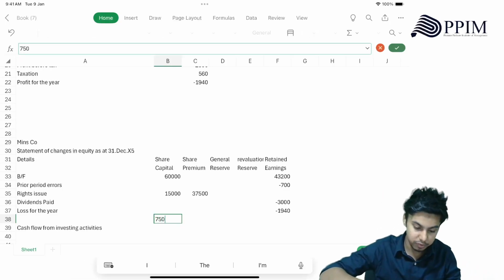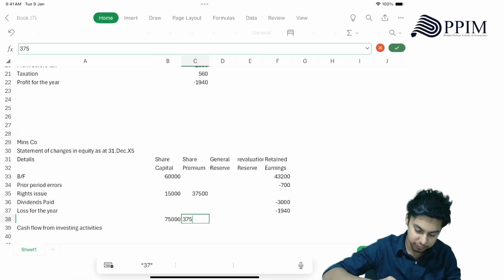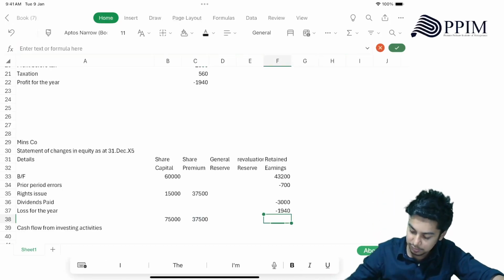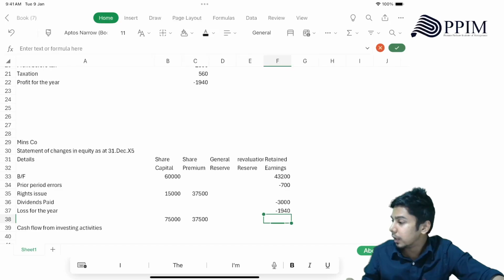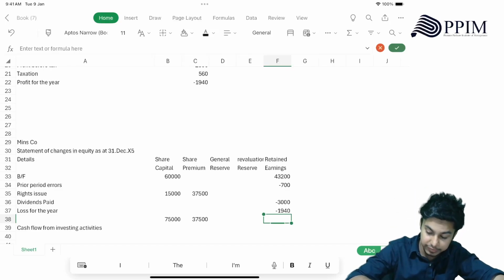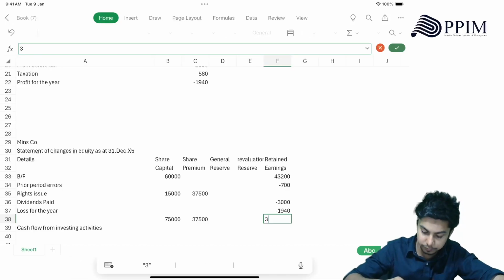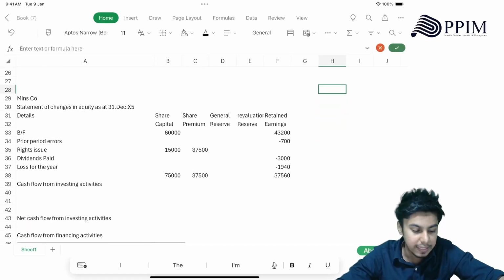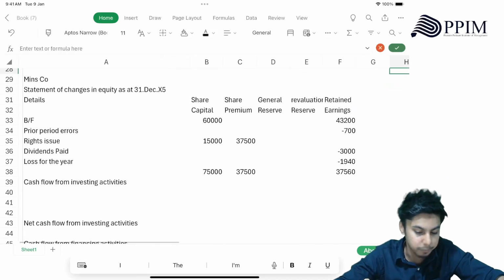Right, so here, guys, it will become 75,000, share premium 37,500, and the retained earnings answer over there. Let's check and see what's the answer. 43,200 minus 700 minus 3,000 minus 1,940. How much, guys? 37,560. Is that the answer for general reserve? So, retained earnings. Yeah, correct. Good. Copy this down quickly, guys, and then we'll focus on how to do the cash flow statement.